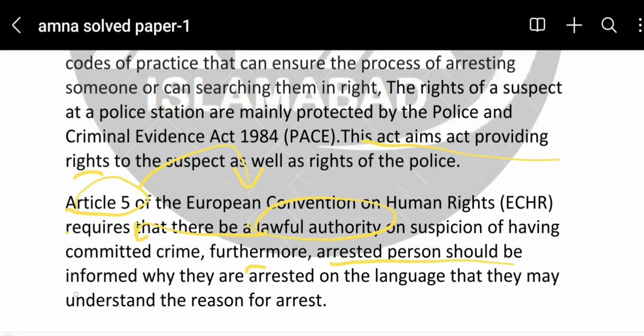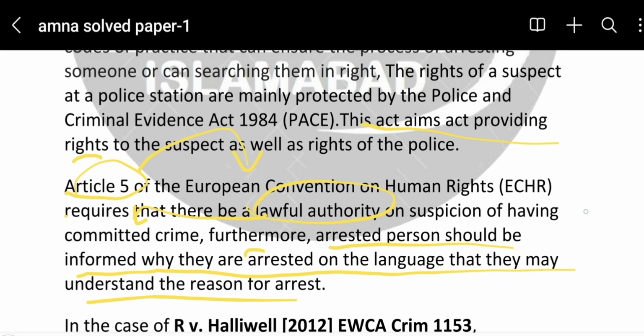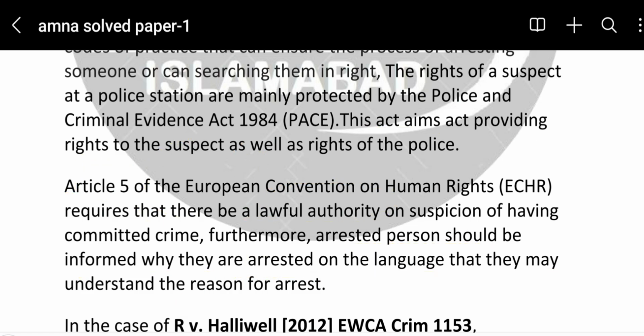Furthermore, arrested persons should be informed why they are arrested, in a language that they can understand. Suppose a person cannot speak English or the language of the country, and the police are arresting them. It is the duty of the police to explain the reason for the arrest in their own language so that they can understand why they are being arrested. So this is how the rights are being protected in Article 5 of the European Convention on Human Rights.